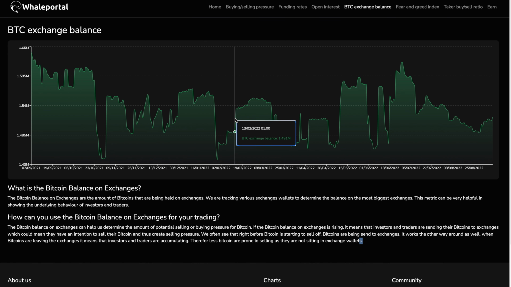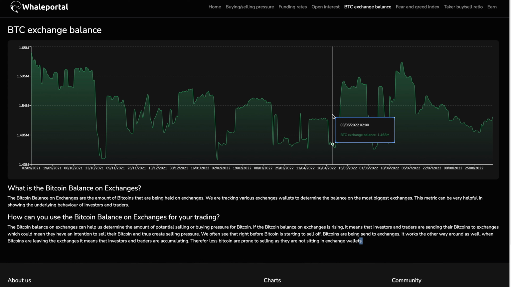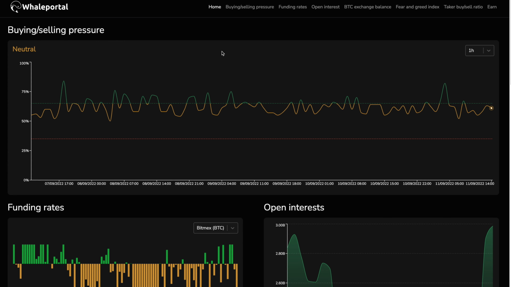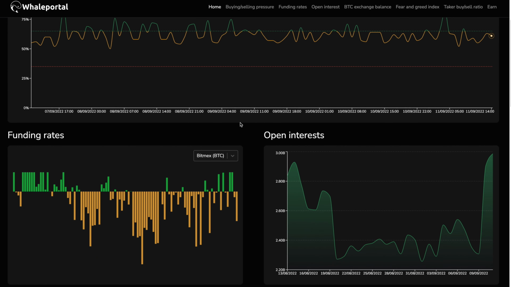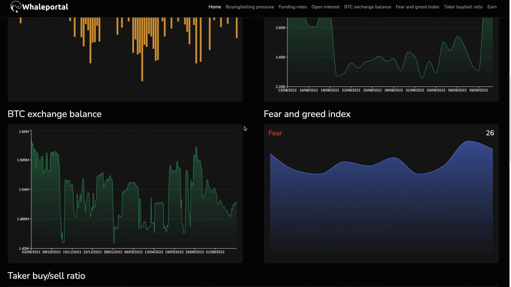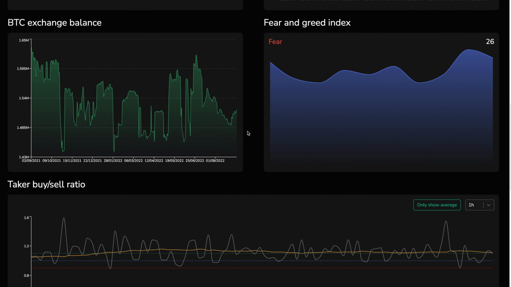But in today's video, I will show you exactly how you can use the Bitcoin exchange balance to predict whether there is a lot of certainty and confidence in the markets, or whether there's a lot of uncertainty and panic in the markets. We are taking the data from Whaleportal.com. Whaleportal is a cryptocurrency trading dashboard which helps traders to predict the short-term price action of Bitcoin.